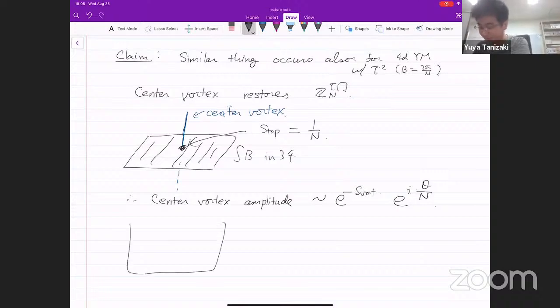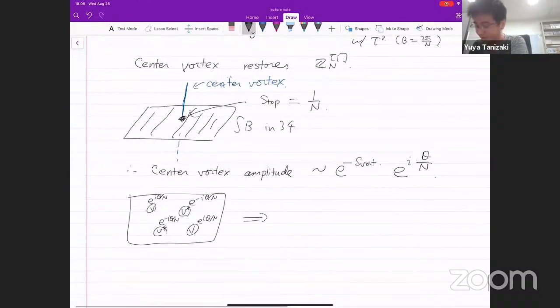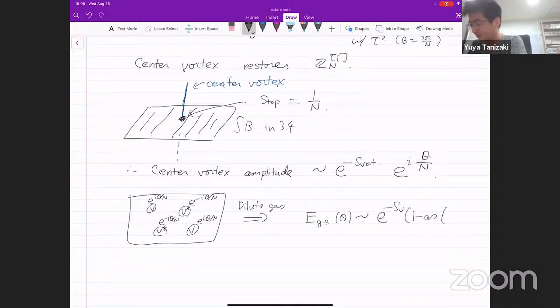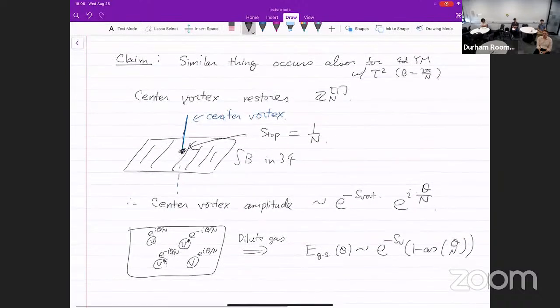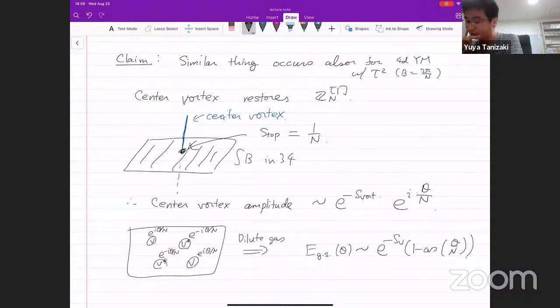So again, if we have this kind of vortex, anti-vortex configuration, then each one has this kind of fractional theta dependence. And by performing a similar dilute gas approximation, the ground state energy of theta is again given by E of theta equals minus V, 1 minus cosine of theta over N, in this semi-classical limit. Do you have a semi-classical solution for the center vortex? That part I am not completely sure about.